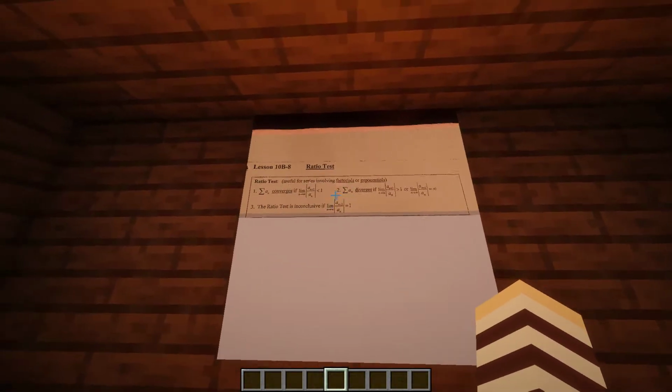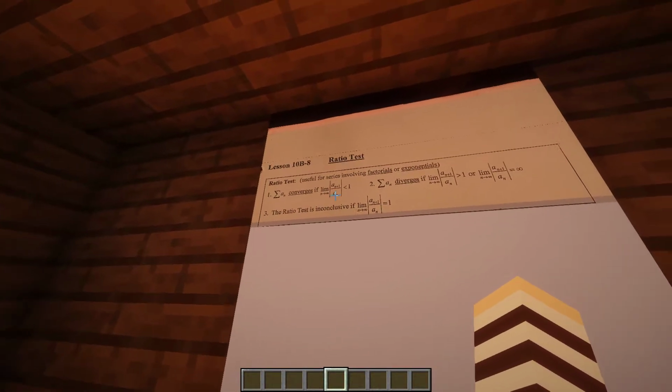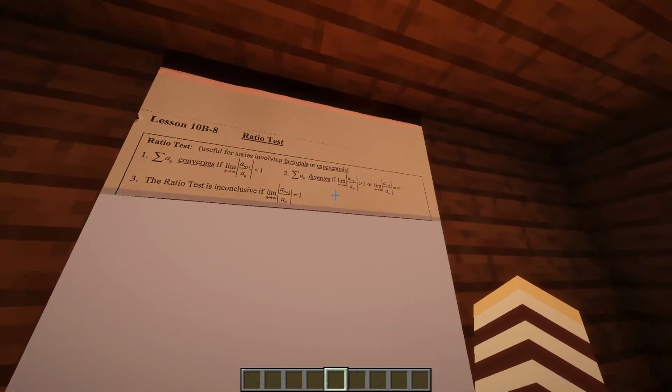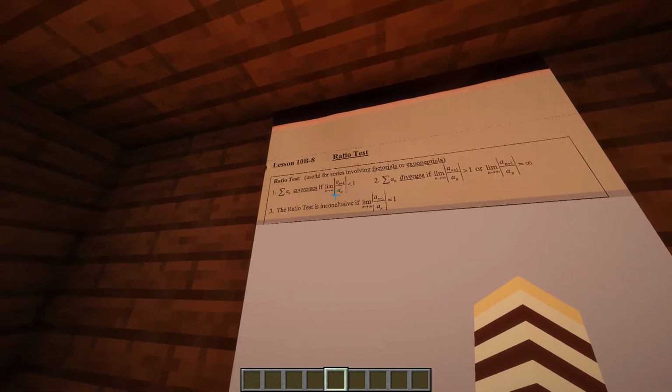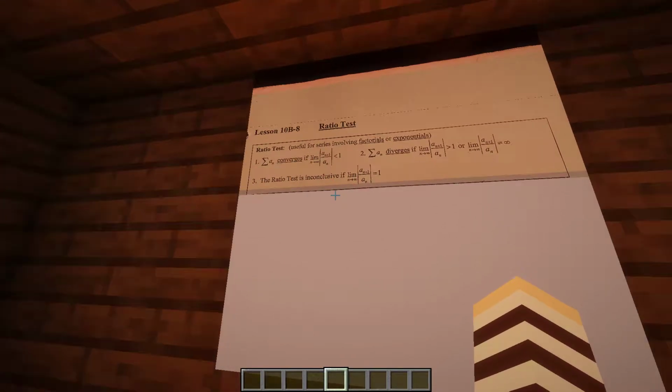The ratio test says that a series will converge if the limit as n approaches infinity of the n plus 1 term over the original term is less than 1. So we know it converges. So let's do the n plus 1 term over the original term and see what we get.